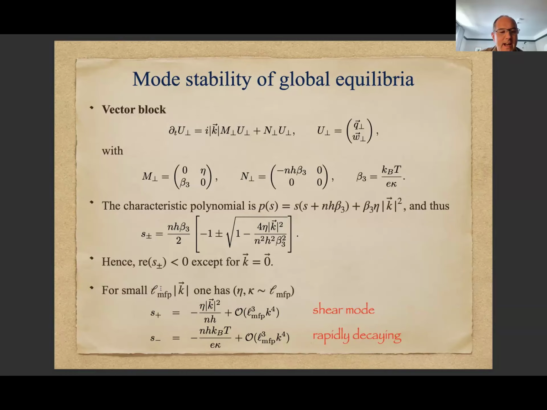So this goes like L, the mean free path, times k squared. And then if you choose a minus here, then this mode goes like this, and it decays much more rapidly than the first mode. And you see it because it has this kappa, the transport coefficient, here. So it goes like 1 over the mean free path. Okay, so these modes will be rapidly damped.